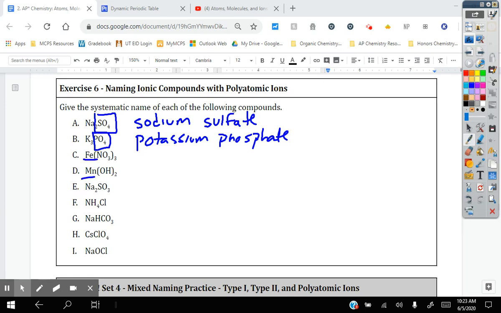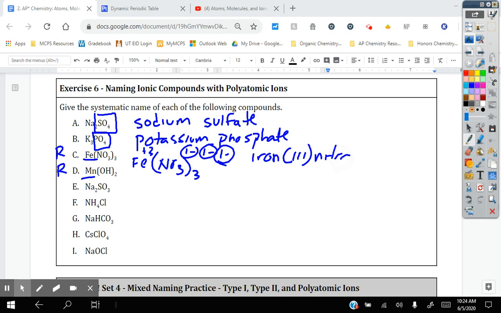Here I see iron and manganese, and those are actually the only two that I see that are going to require Roman numerals. So I do need to know my charges here. So I've got one Fe, and then I have the NO3 group. The NO3 group has a 1- charge, but it's in parentheses, and there's 3 of them. So really that means I have 3 -1 charges. So in order for iron to be balanced out, this must be a +3. So this would be iron(III) nitrate.